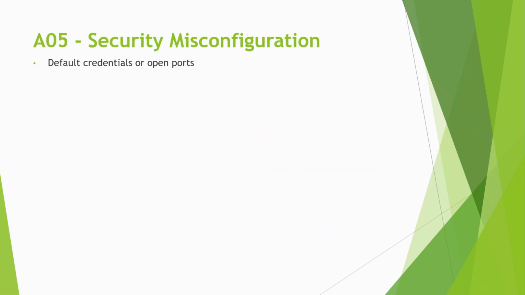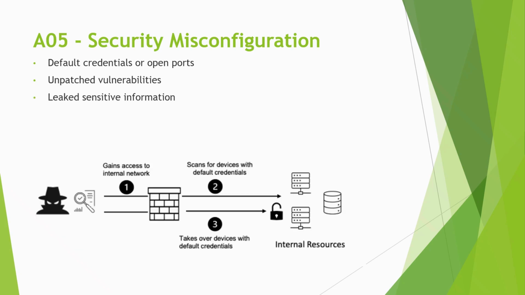Security misconfiguration. This is one of the most common issues, basically bad settings in servers, apps, or databases. Default credentials, open ports, unpatched vulnerabilities, leaked sensitive information. Examples are leaving default usernames and passwords active, having unnecessary ports open, not patching known vulnerabilities, which can accidentally leak sensitive data or make the system an easy target.